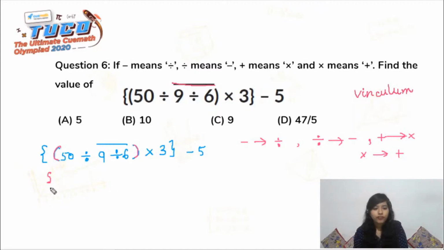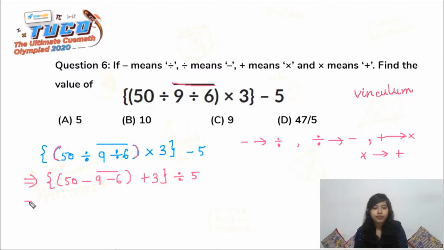So 50, in place of division, we will have a subtraction. 9 minus 6, a vinculum over it. And times 3 will basically change to plus 3 because multiplication is replaced with addition. And minus 5 would be basically divided by 5 as minus is replaced by division.